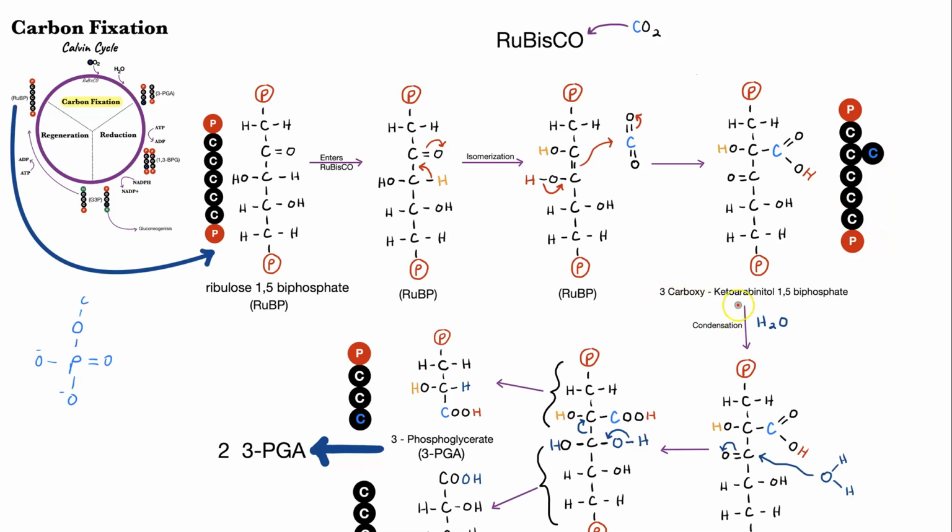And it's got a fancy name, 3-carboxy keto arabinitol 1,5-bisphosphate, but it's not going to last very long, okay? With water, let me call that a condensation reaction, it's going to grab water, and this water is going to attack this carbon, and essentially it's going to break apart this molecule into two 3-carbon species, okay? And they're essentially the same when you break them apart.